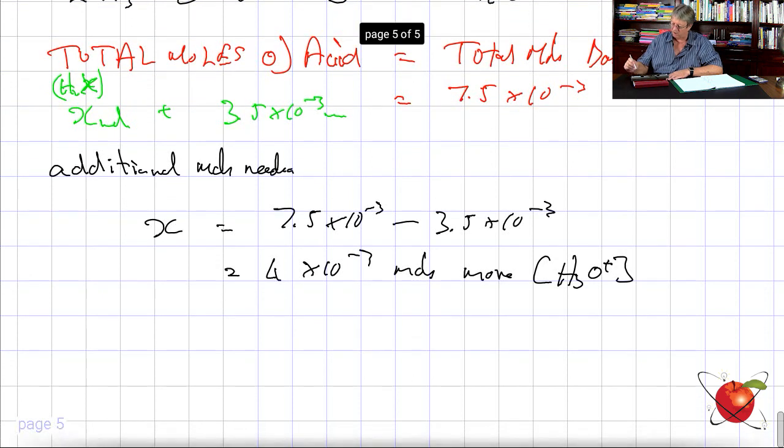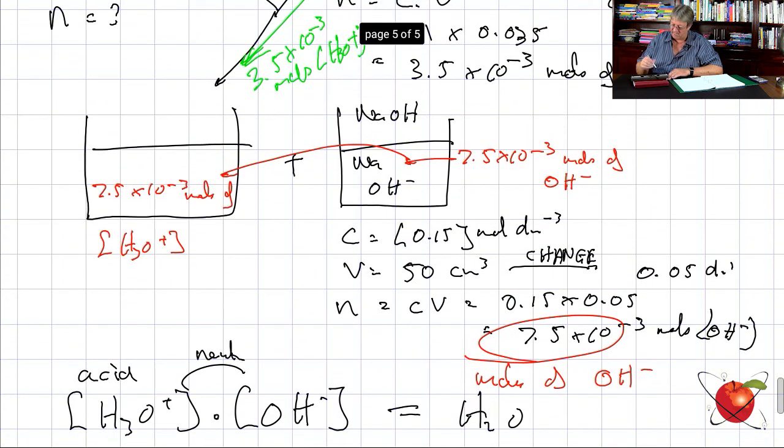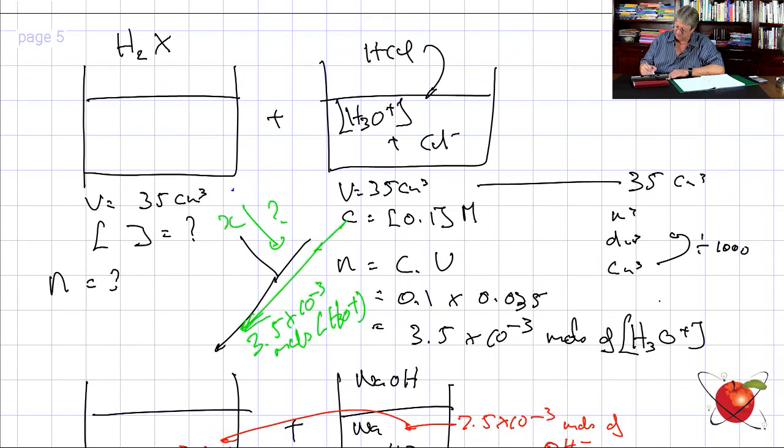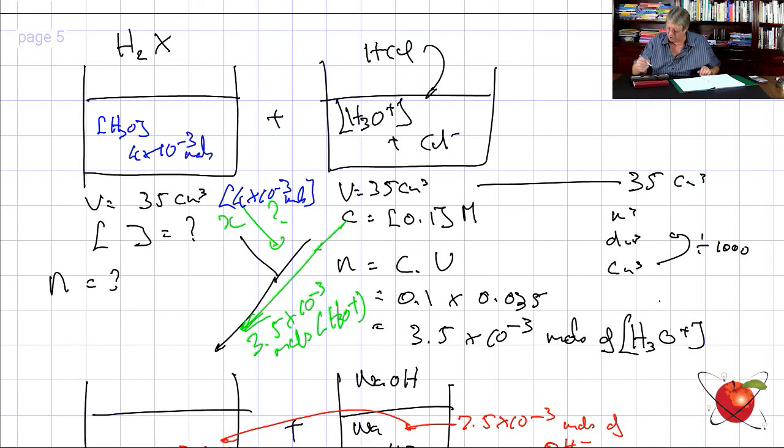Last of all, the number of moles of H3O+ that had to be in here, this number here, is going to be 4 × 10^-3 moles. It must come from here. So the H3O+ in here must have been 4 × 10^-3 moles. Let me not use concentration. The number of moles of H3O+ in there needed to be that.